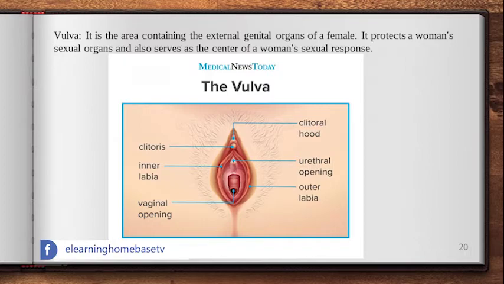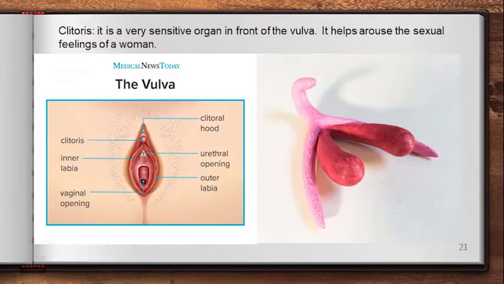So when you talk about the vulva, the entire structure you see in your view is what we call the vulva. Now let's move on to the next part, which is called the clitoris. It is a very sensitive organ in front of the vulva. What does it do? It helps arouse the sexual feelings of a woman.